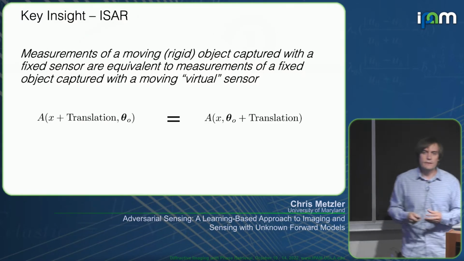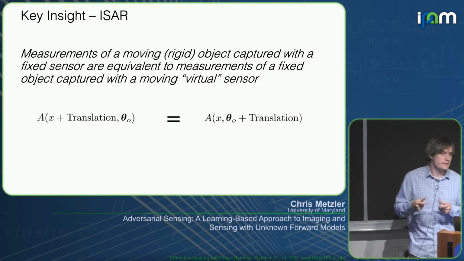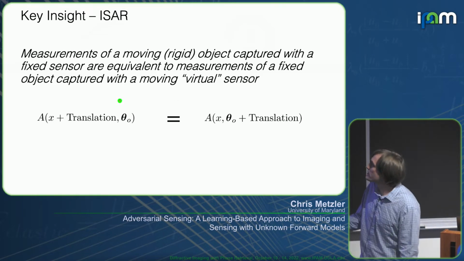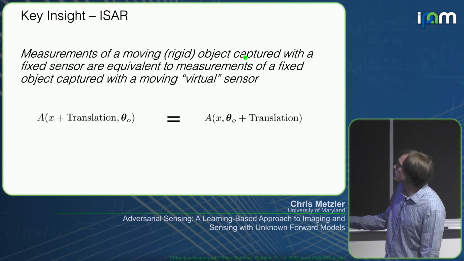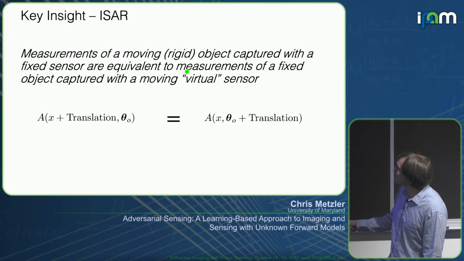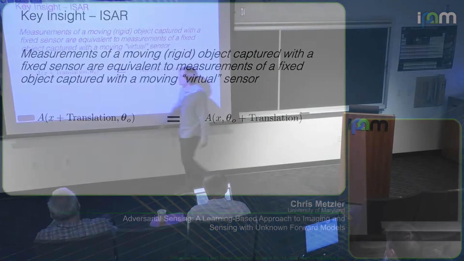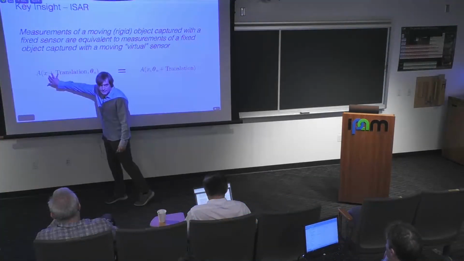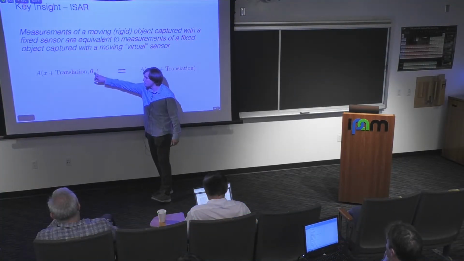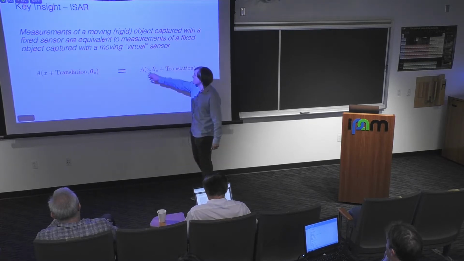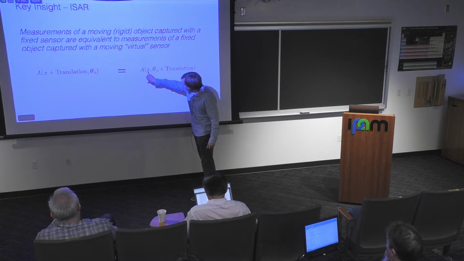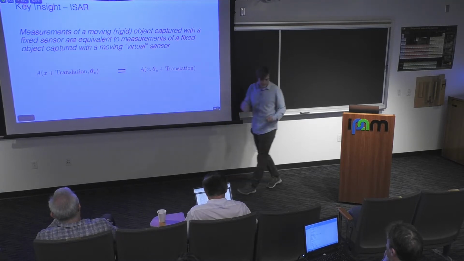And the key insight here is the key insight behind inverse synthetic aperture radar. Measurements of a moving rigid object captured with a fixed sensor are equivalent to measurements of a fixed object captured with a moving virtual sensor. So with some slight abuse of notation, we have the forward model of a translated version of the scene with some scan location theta, is equal to a fixed version of the scene with a translated sensor.